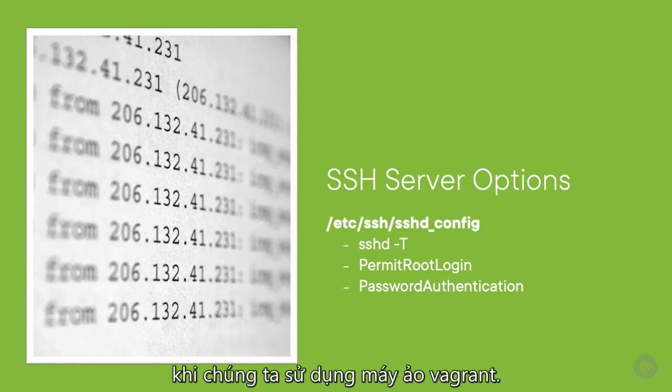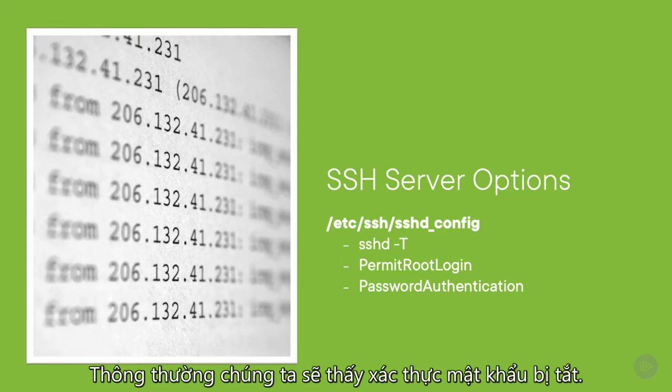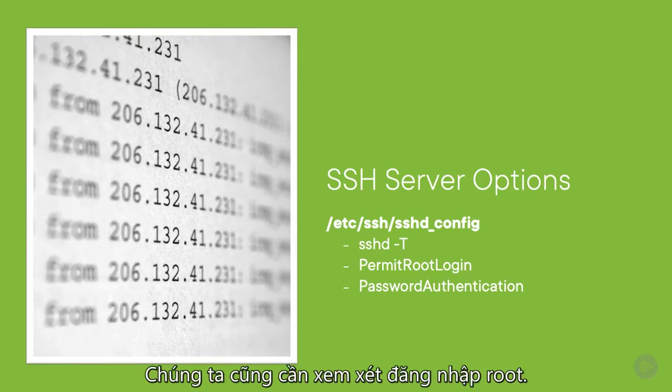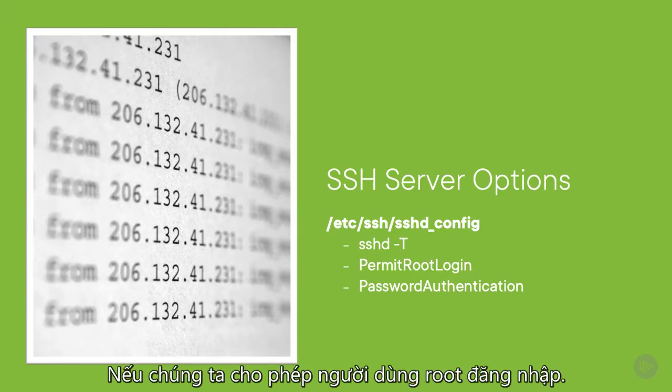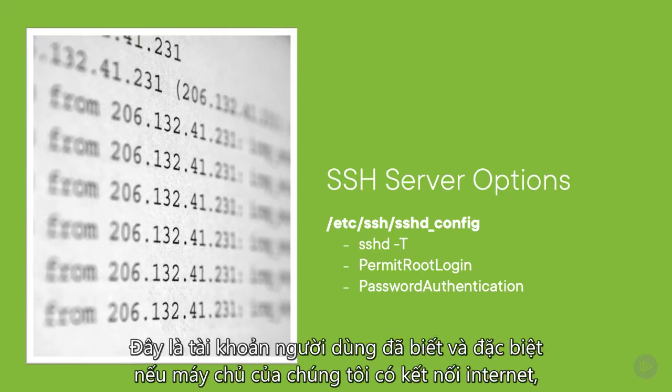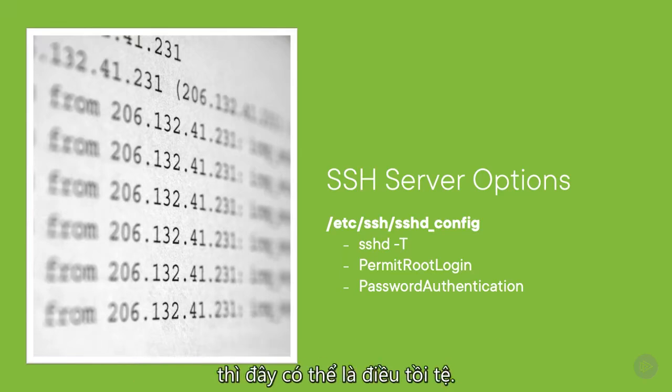When we're using Vagrant virtual machines, very often we're going to find that password authentication is turned off. We also need to look at root login. If we enable the root user to log on, it is a known user account, and especially if our SSH server is internet facing, then this could be a bad thing.